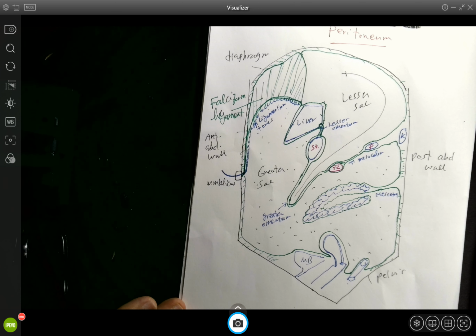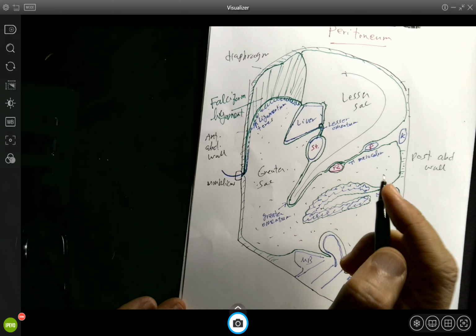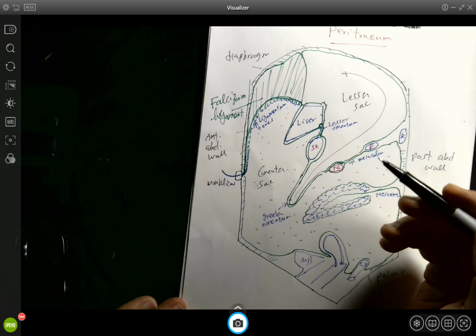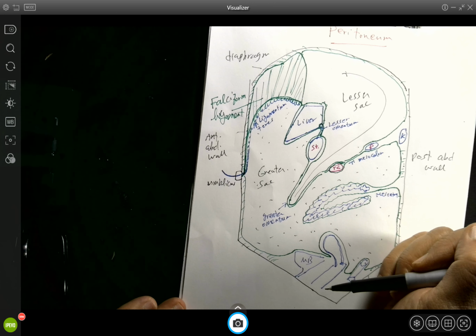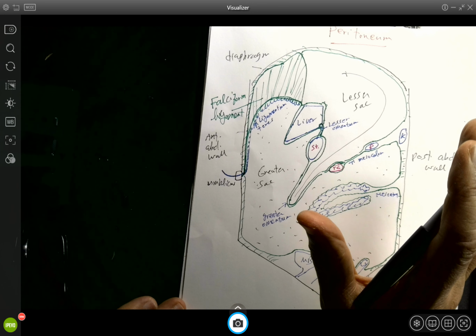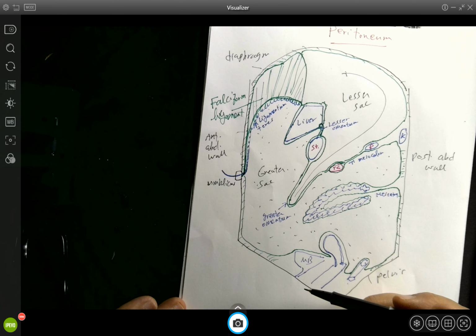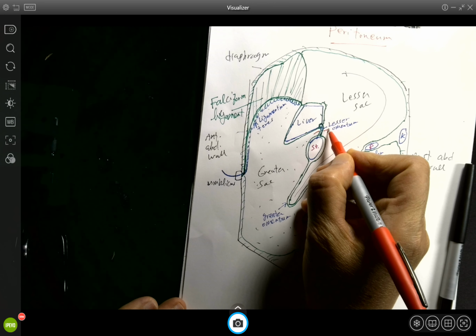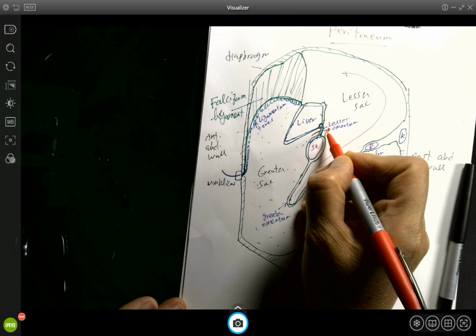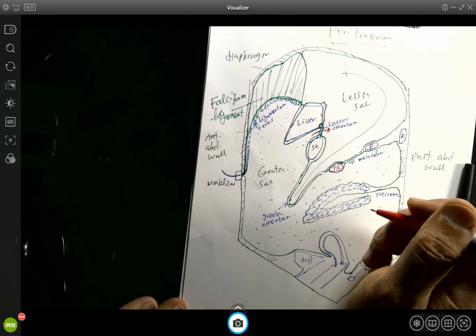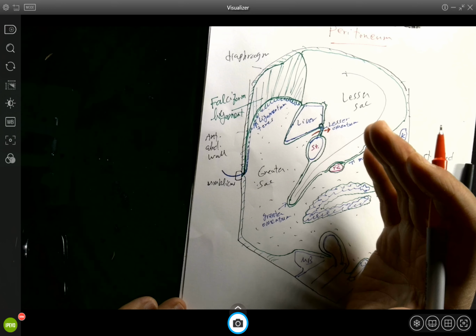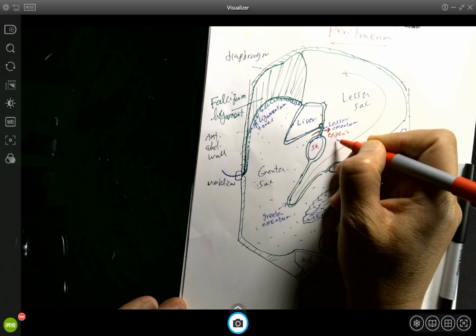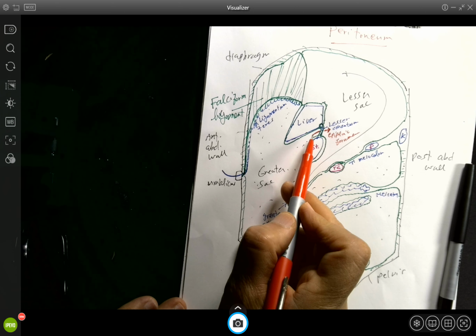Okay? When you look at this sagittal section, you think that there is no communication between the lesser sac and the greater sac. This is obvious, it's clear. You cannot see any communication between both. But actually there is a communication behind the lesser omentum here. You see this arrow? The communication here we call the foramen of Winslow or epiploic foramen. The epiploic foramen is located behind the lesser omentum.